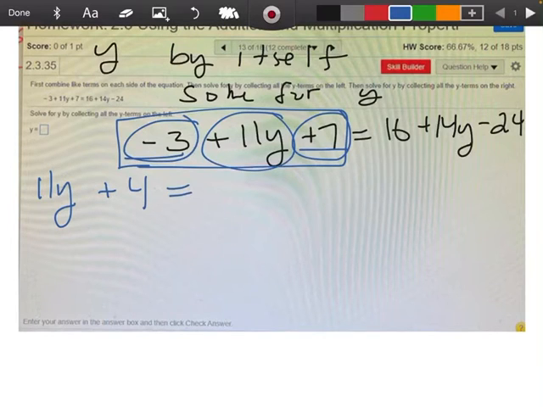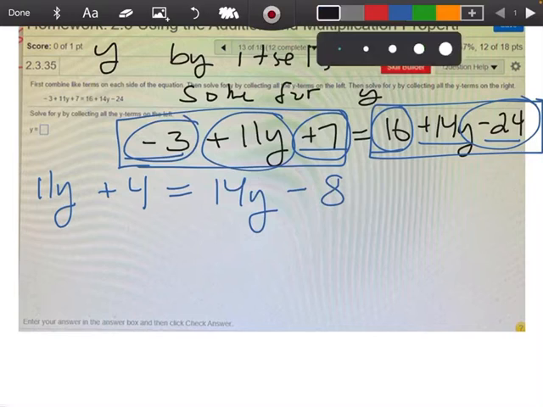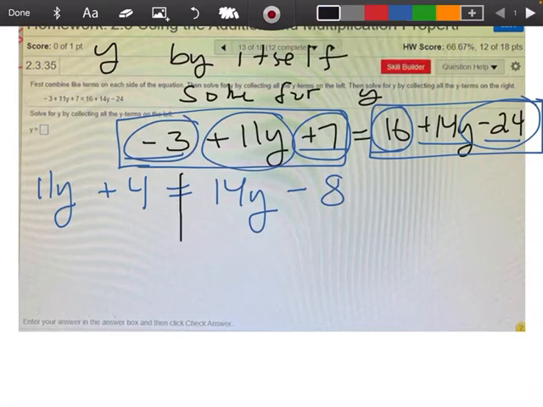And then I'm going to do the same thing on the right side. I'm going to ask myself, do I have any like terms? And we do. We have a 16 and a minus 24. So again, I'm going to leave this 14y all by itself. And 16 minus 24, if I have $16 but I owe you 24, I am still going to owe you 8. Okay? All right. Now when we get to this step, guys, I'm going to draw a line going straight down because I want to remind myself that I have two sides of the equation. I have the left side and the right side.